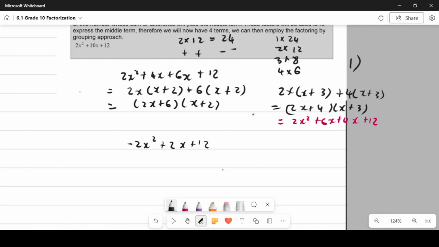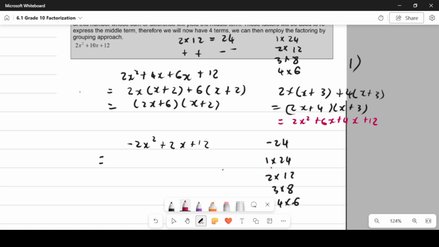So therefore I have to apply the technique that I learned under case 2. What do I do? I multiply the leading coefficient by the constant term. Minus 2 times 12 is what? Minus 24. Very simple. Find factors of 24: 1 times 24, 2 times 12, 3 times 8, and 4 times 6. Don't worry about the minus for now, right? We'll get back to that.